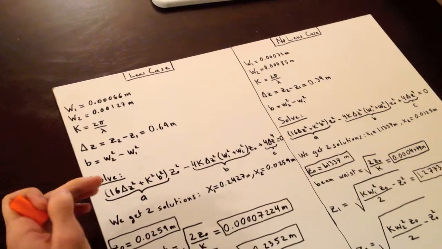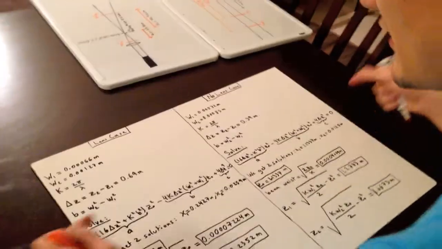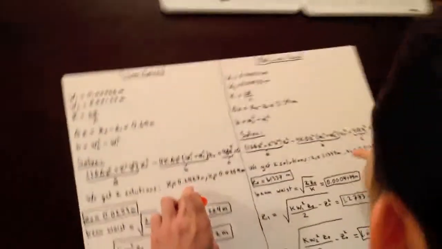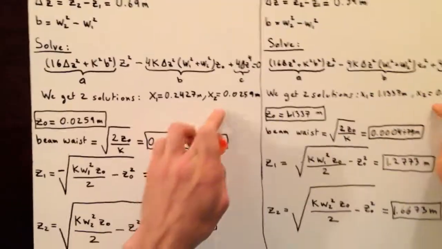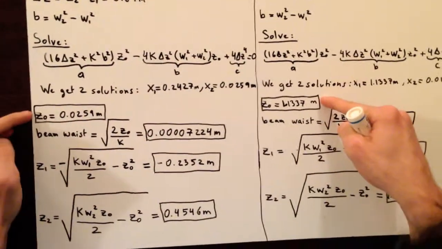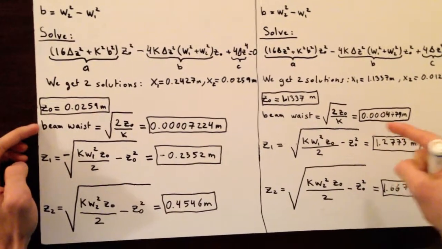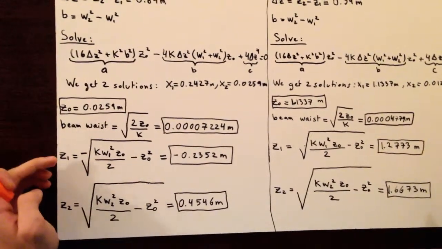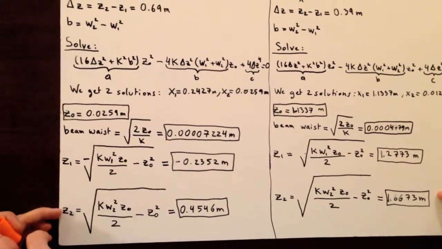We then solve for this enormous equation and find the two roots. Then, by process of elimination, we find which root corresponds to our Rayleigh range, which is displayed here for both cases. We then can calculate our beam waists for both. We can then calculate z1 and z2 for both cases. Do you get it? Sort of, but what do those numbers mean? Let me explain, Daniel.